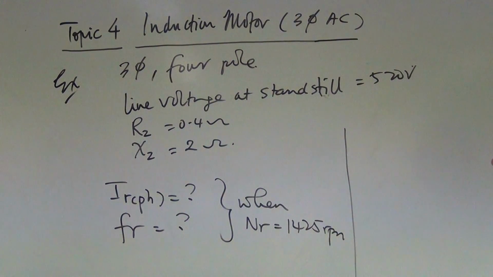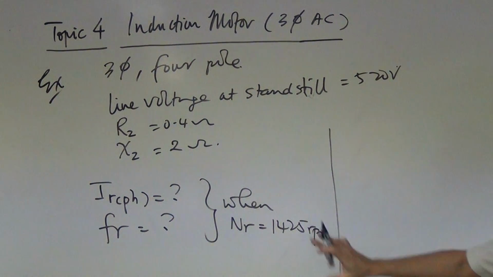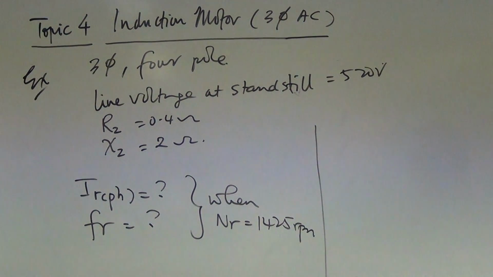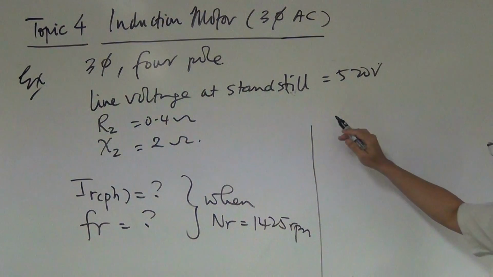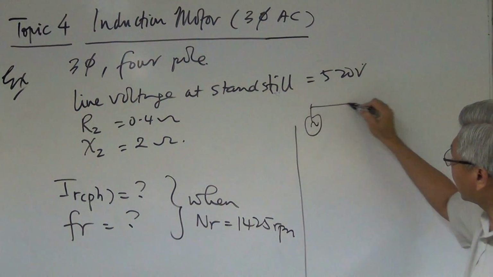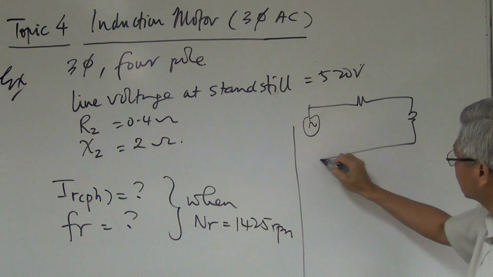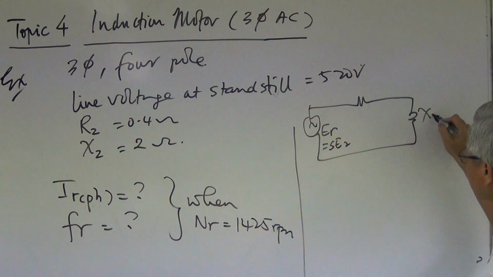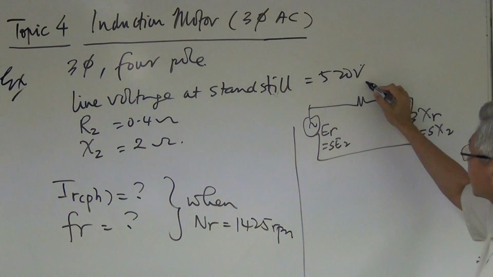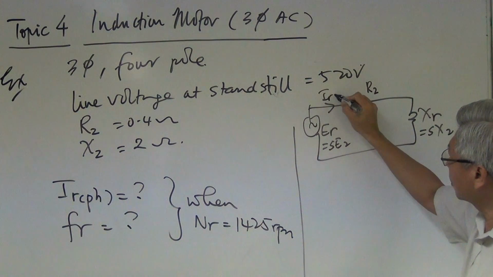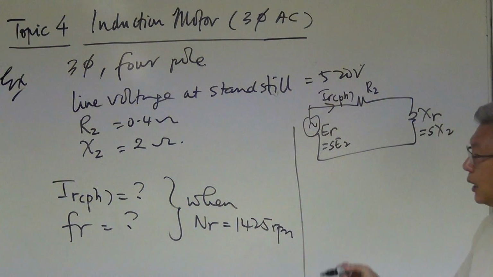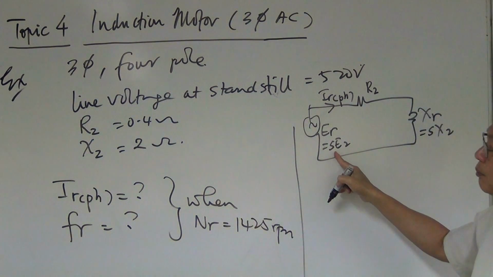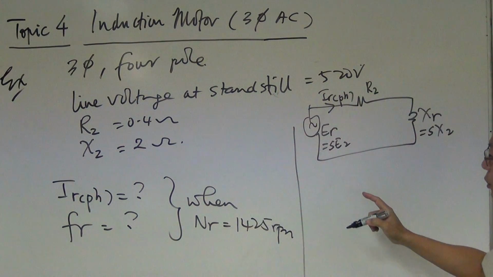Right? So now how do we solve this? Remember we must have the diagram in mind, the series circuit in mind. The diagram will look like this: there's ER, which is equal to SE2, there's SX2, and there's R2. So this is the rotor current per phase. First of all, we need to know the slip value.